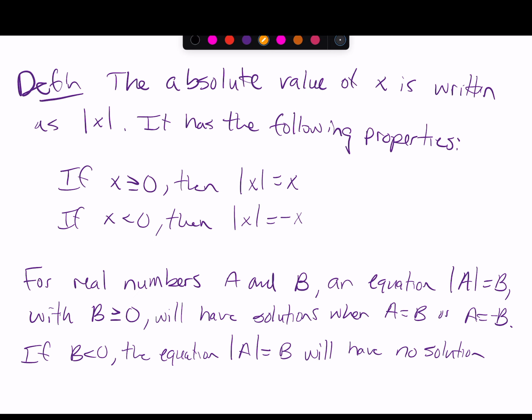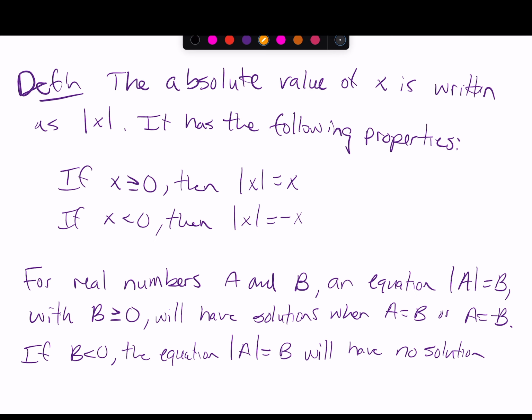The absolute value of x is written with straight bars, absolute value with x in the middle. It has the following properties. If our value x is greater than or equal to 0, then the absolute value of x is just x. If x is less than 0, then the absolute value of x is negative x. It's the distance from 0 to x, and it's always positive, or 0.